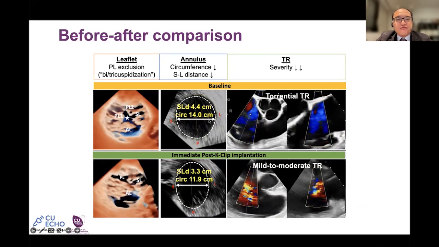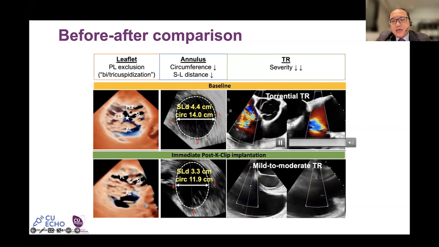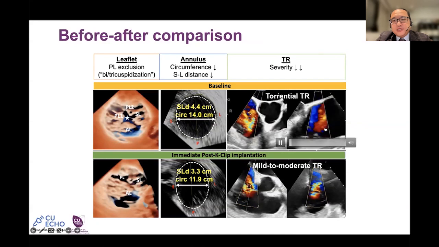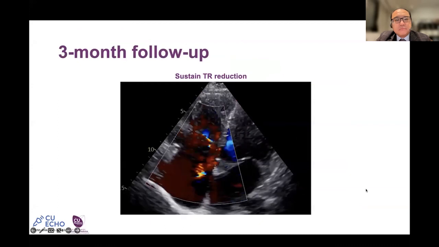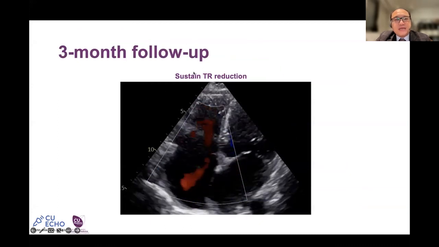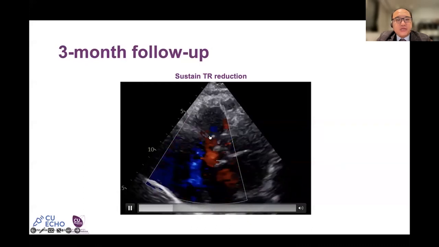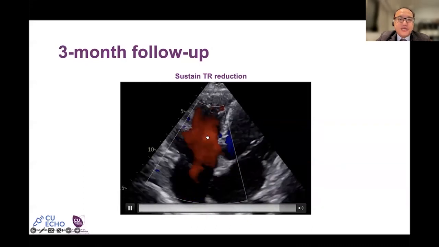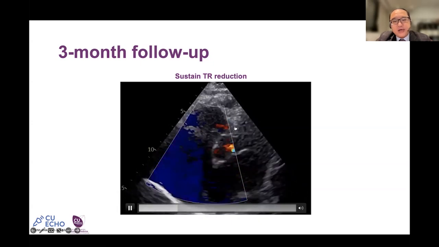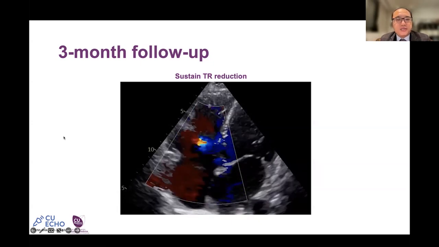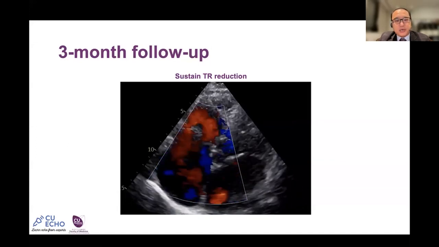and also reduction of the septolateral annulus and the circumference of the tricuspid annulus, and also an immediate TR reduction from torrential to mild to moderate. And 3 months later, this is the follow-up transthoracic echo showing there is sustained or even more progressive TR reduction. So TR is even further reduced into the mild range, achieving a sustained TR reduction. In this case, the patient symptomatically also has shown improvement.